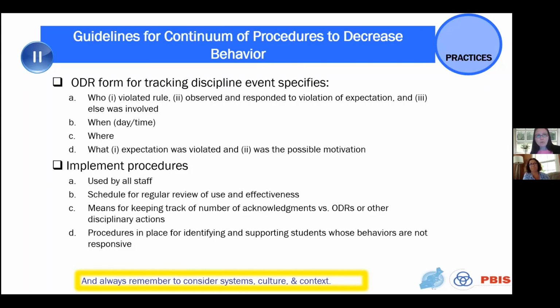And one of the most powerful ways that you can get staff to use procedures is sharing the data back with them. So think about how you can review key features of implementing procedures, reminding staff to pause and ensure that you have systems in place to support implementation. And always remember in this process to consider the culture and context.